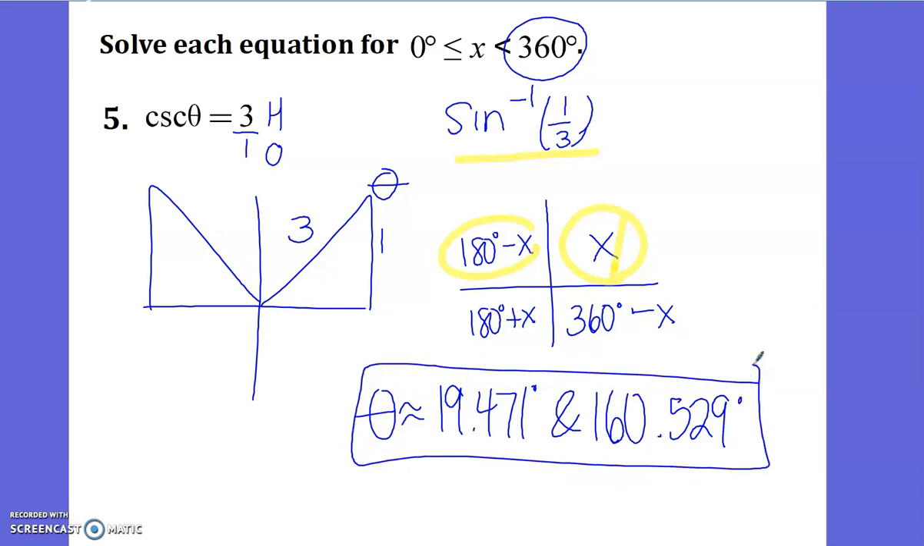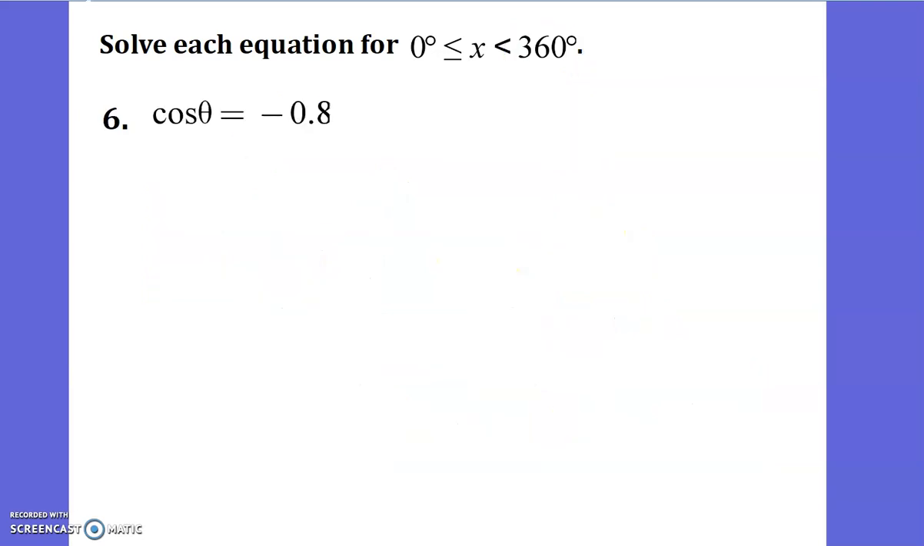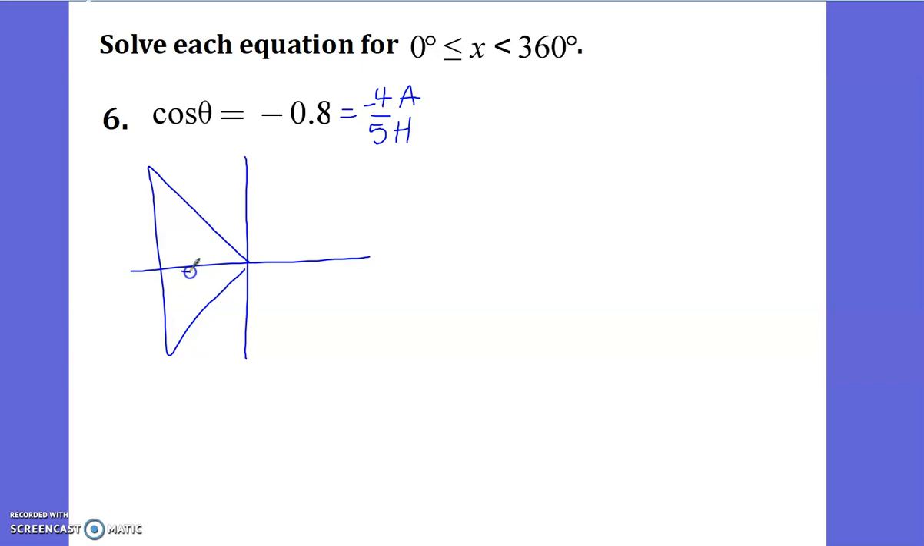Okay, there's number 5. Okay, for this one, I am going to change this decimal to a fraction. So that would be 8/10, which simplifies to -4/5. Cosine is adjacent over hypotenuse. So this is in fact a triangle, a calculator problem. Cosine is negative to the left, labeling it. So we'll do cosine inverse of the positive 4/5. This will give us x, and we'll have to do 180 degrees minus x, 180 degrees plus x.